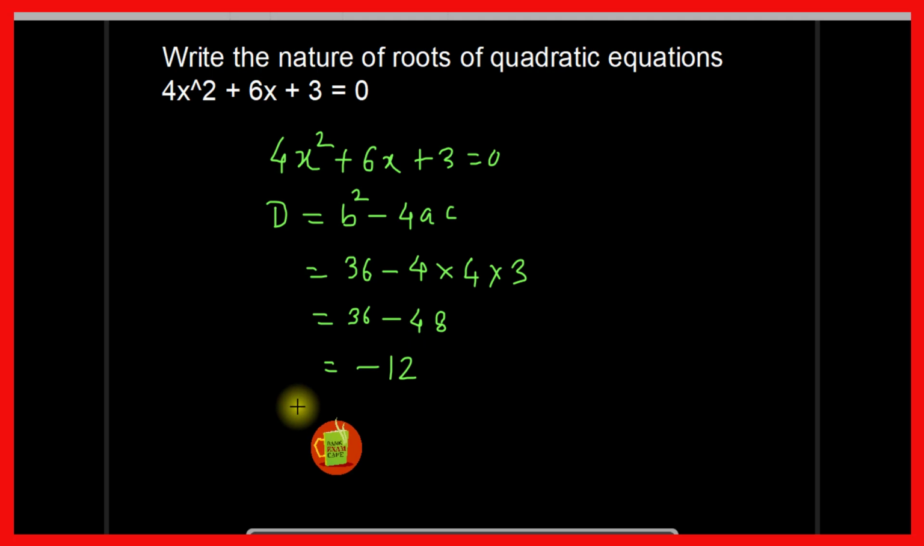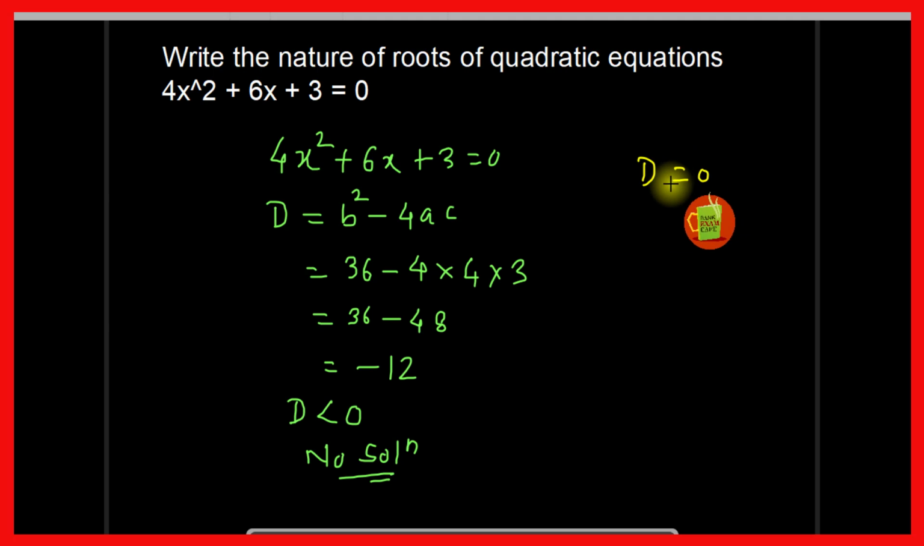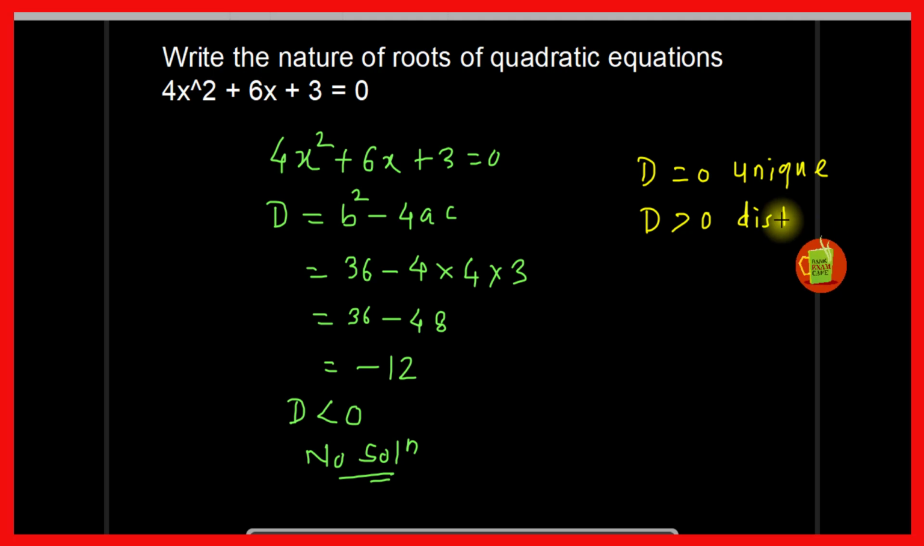And since the discriminant is negative, that is, less than 0, the quadratic equation will have no solution. Here also remember, I revise this, that if D is equal to 0, then the given quadratic equation will have a unique solution. It means it will have the same values, same roots, and if D is greater than 0, then it will have distinct roots.